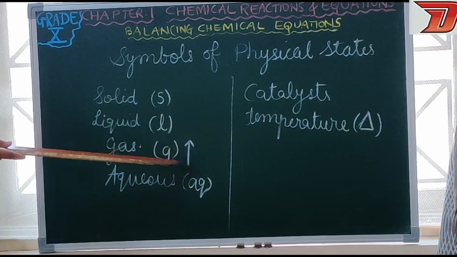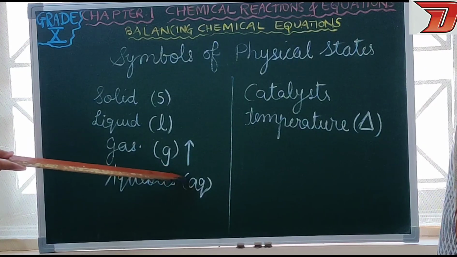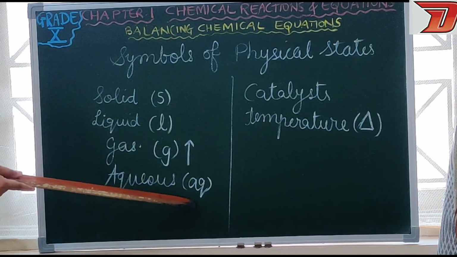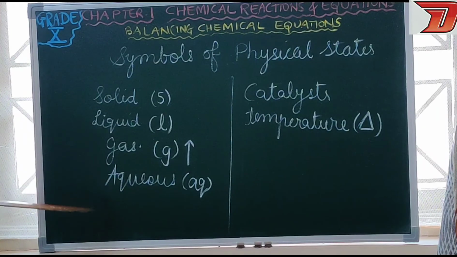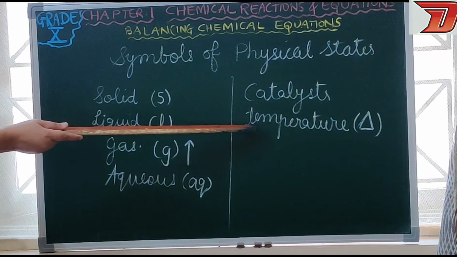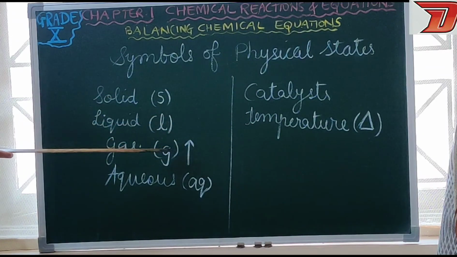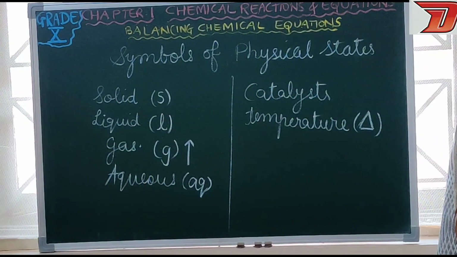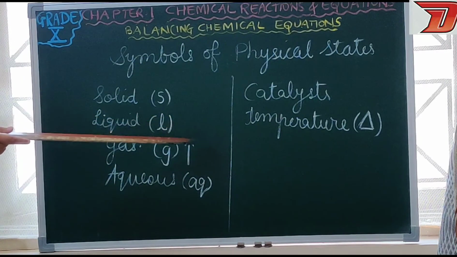You can see the arrow is shown here. So if arrow is shown up, that is gas has been evolved. Okay, aq stands for aqueous solution. Sometimes the catalysts and temperature and even the pressure, they are described on the arrow. Okay, if the triangle is shown, it is considered that the particular chemical reaction needs the temperature. Is this clear?